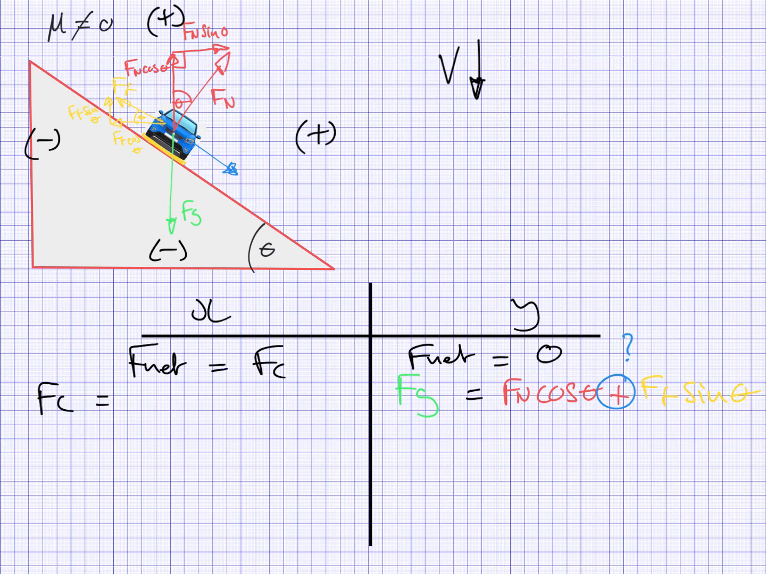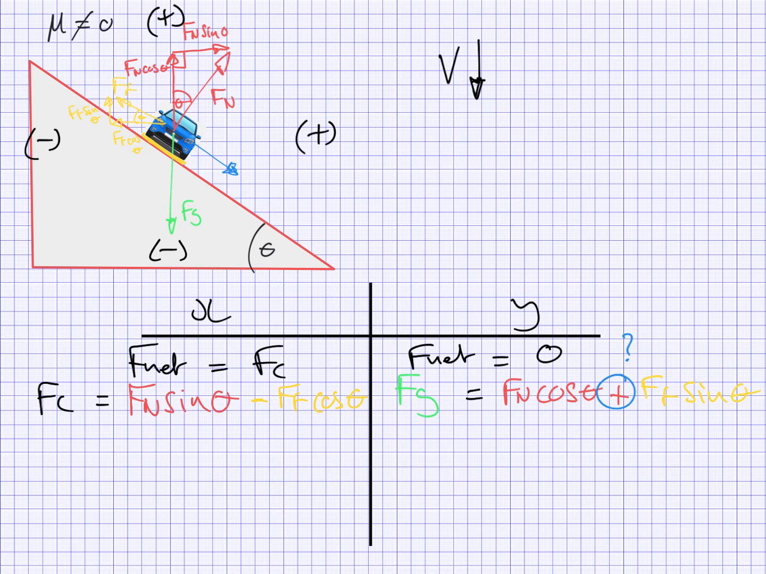So let's put in the Fn sine theta, and now I'm paying attention to the fact that the yellow components are going to the left, which I'm calling negative, so I have to subtract. So it's going to be a minus force of friction cosine theta.